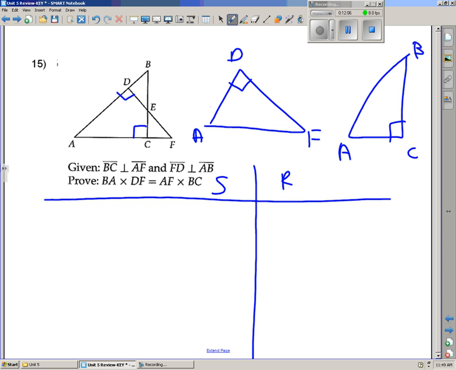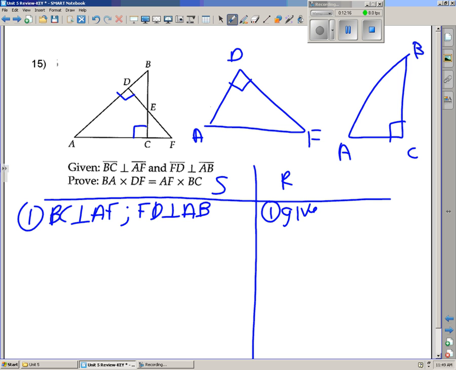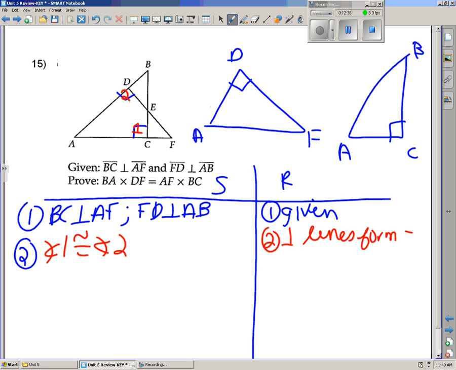Statement, reasons. So we've got one, BC perpendicular to AF, FD perpendicular to AB. This is given. We need to use 3 letters to name these angles, since there's more than one angle at either right angle. Or what we could do, if you want, is I'm going to call this angle 1, I'm going to call this angle 2, and I'm going to say angle 1 is congruent to angle 2, and this is because perpendicular lines form congruent right angles.